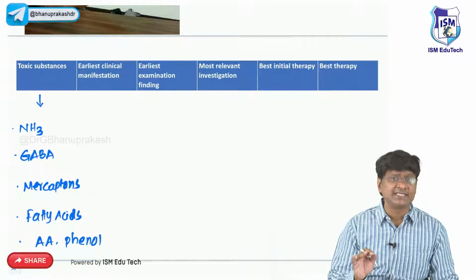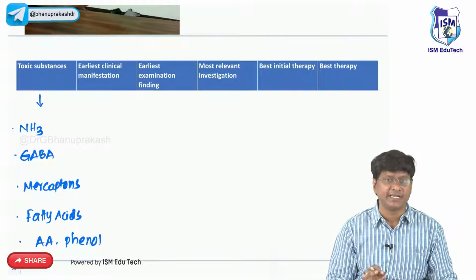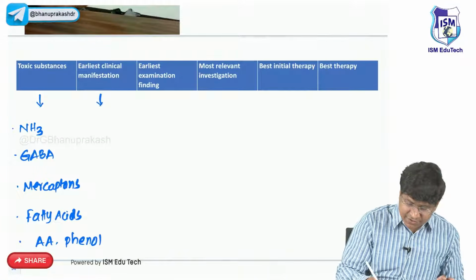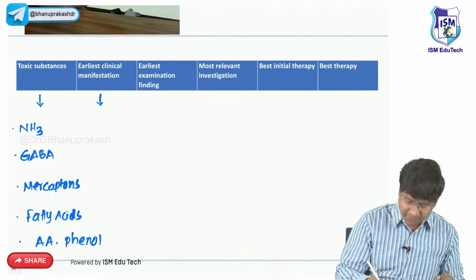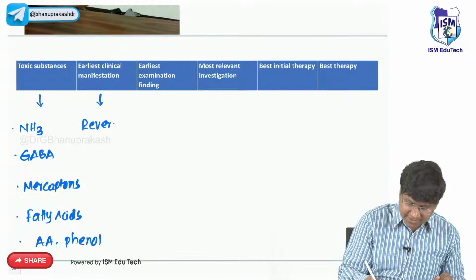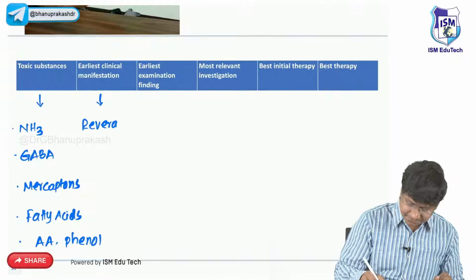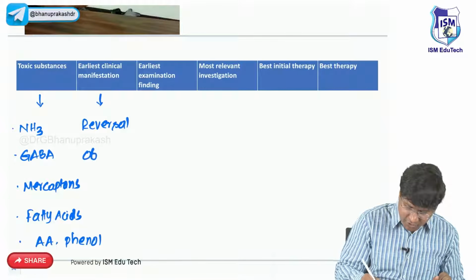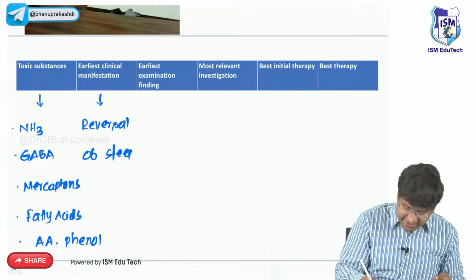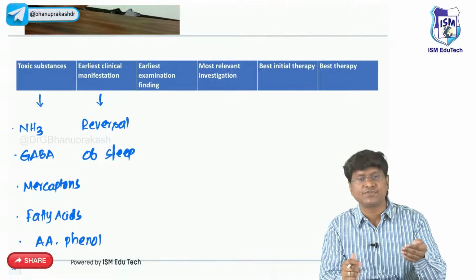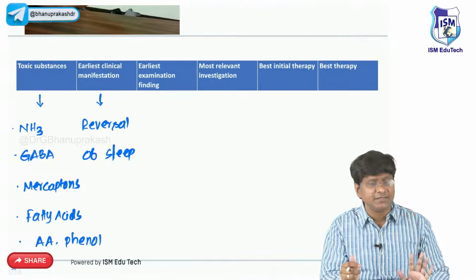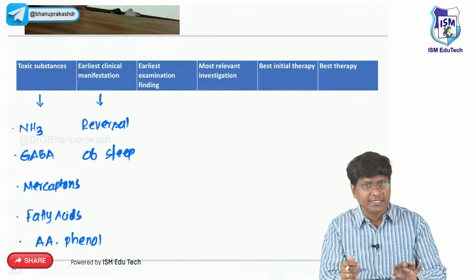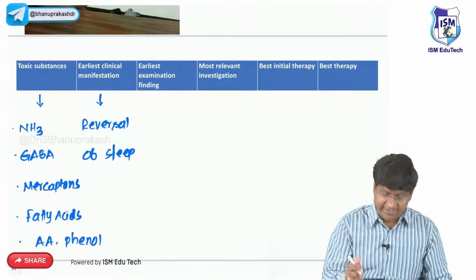So what exactly is the earliest manifestation in hepatic encephalopathy? The earliest manifestation in hepatic encephalopathy is reversal of sleep rhythm, right, reversal of the sleep rhythm. That means these individuals, they'll have excessive sleep in the morning and reduced sleep in the late night or in the night. So that is the earliest clinical manifestation.